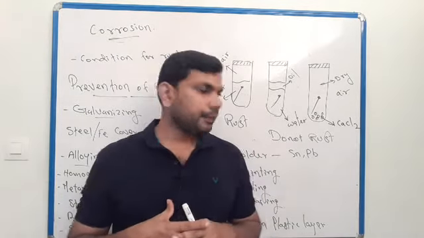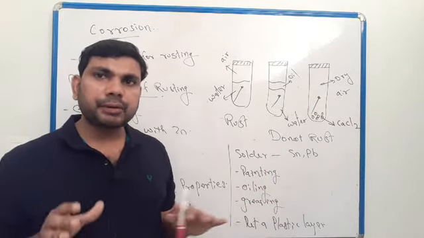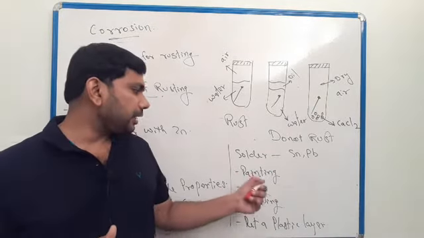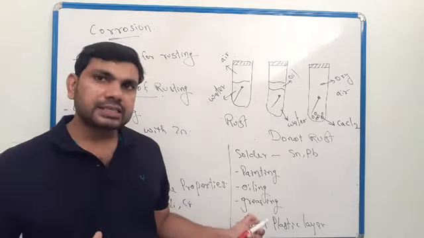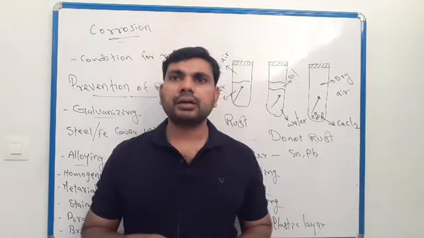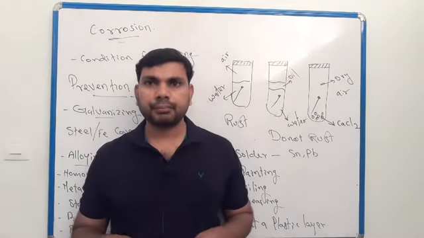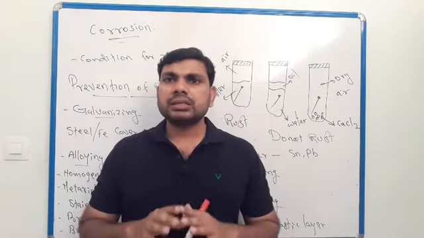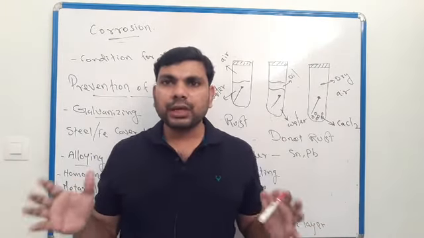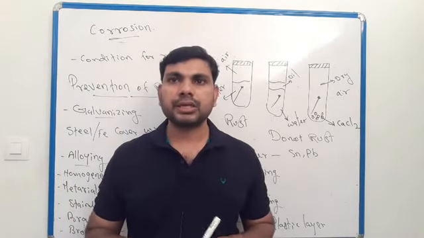Other important methods to prevent rusting of iron: painting, oiling, greasing, and putting a plastic layer on the surface of iron. These are the different methods to prevent rusting of iron. So these are the different things we have to discuss in this chapter, metals and non-metals.